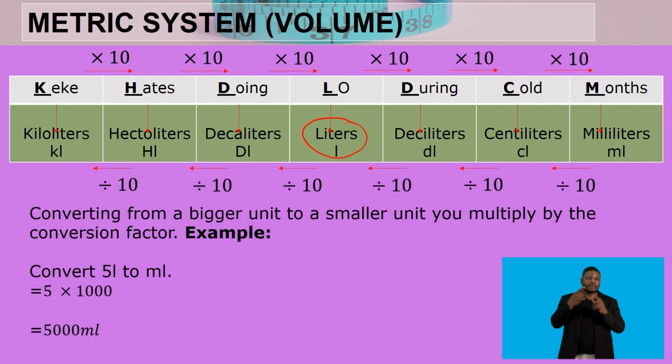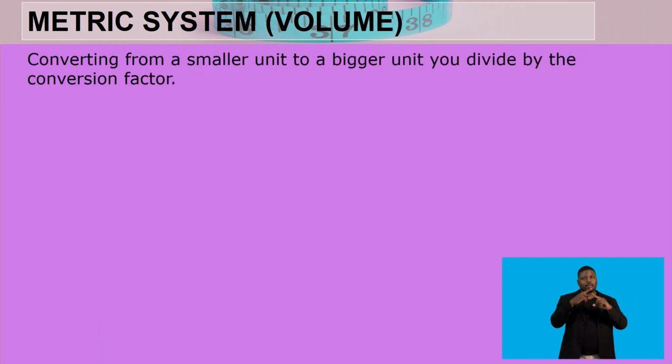An example is convert 5 liters to milliliters. So how many milliliters do we have in 5 liters? We are moving from liters to milliliters. So you put a 1 up until where you're going, so it's 1,000. It means you multiply by 1,000 and you get 5,000 milliliters in 5 liters.